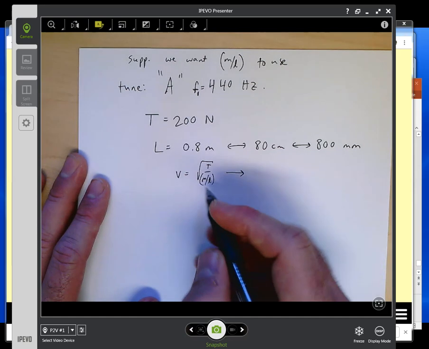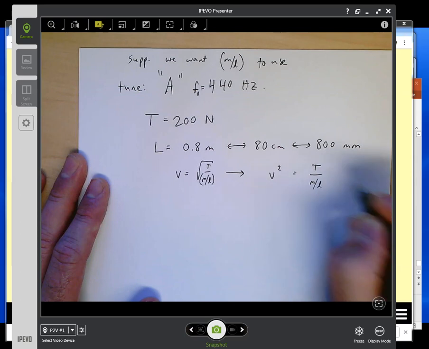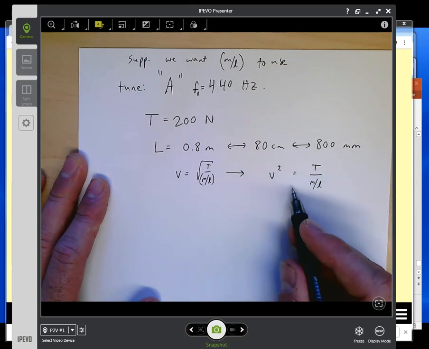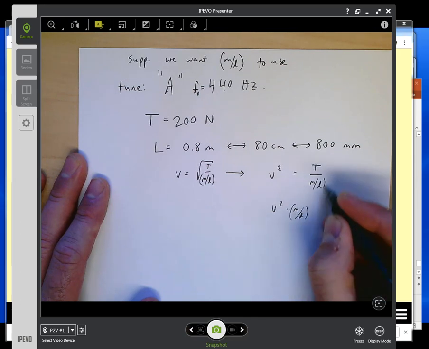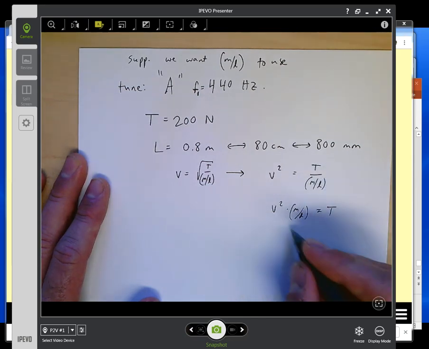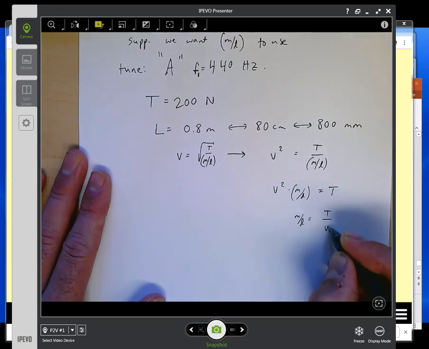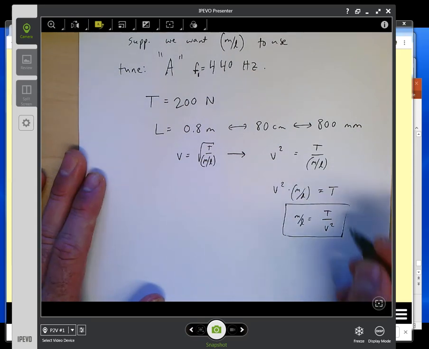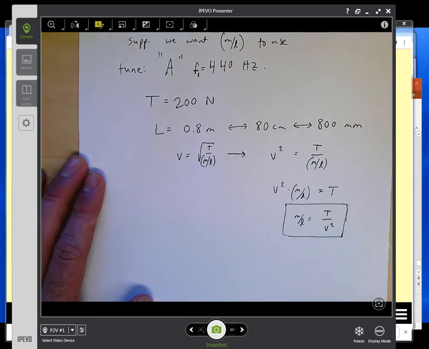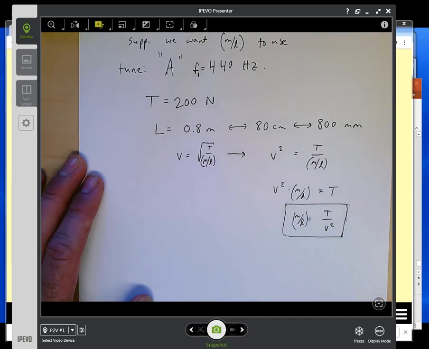If I took this equation and I squared both sides, I would get v squared is T divided by mass per length. If I multiply both sides by mass per unit length, I would get v squared times mass per length equals tension. And finally, if I divided both sides by v squared, I would get that the mass per length is equal to T divided by v squared. So this is going to be one of the equations that we're going to use to try and figure out what our mass per unit length should be. Now the catch is that we were given the tension, but we were not given what the velocity should be. So let's go there next.